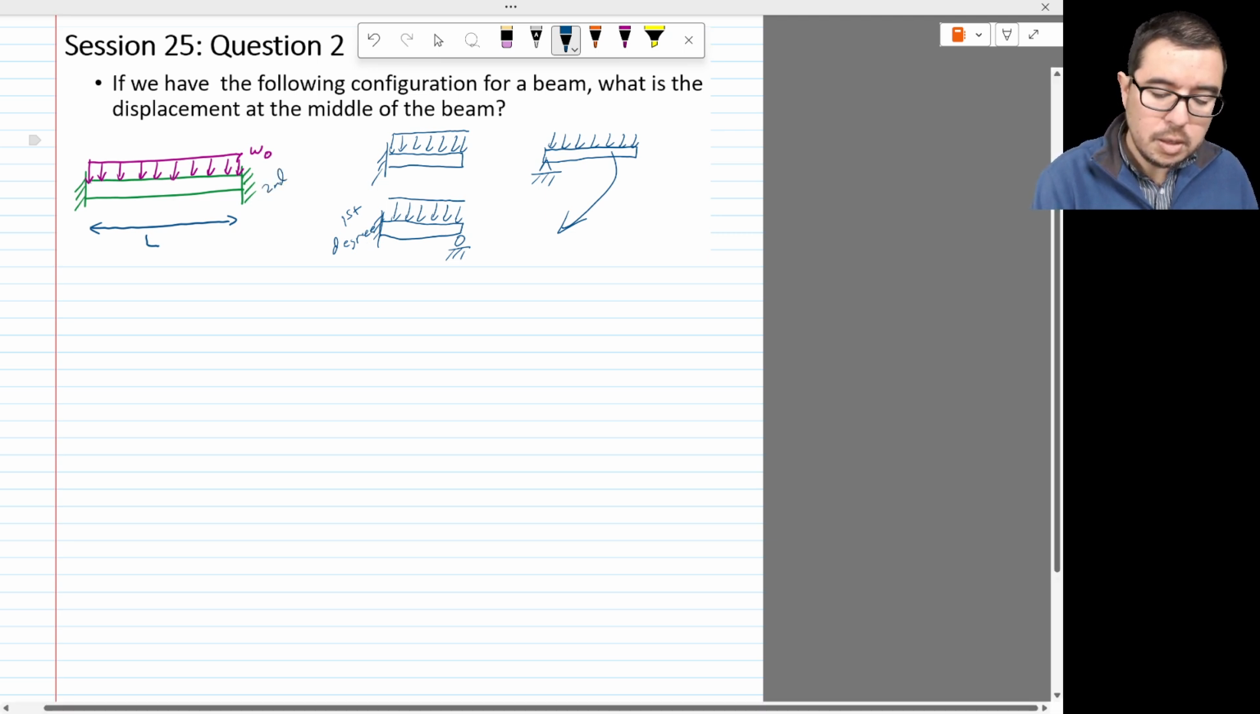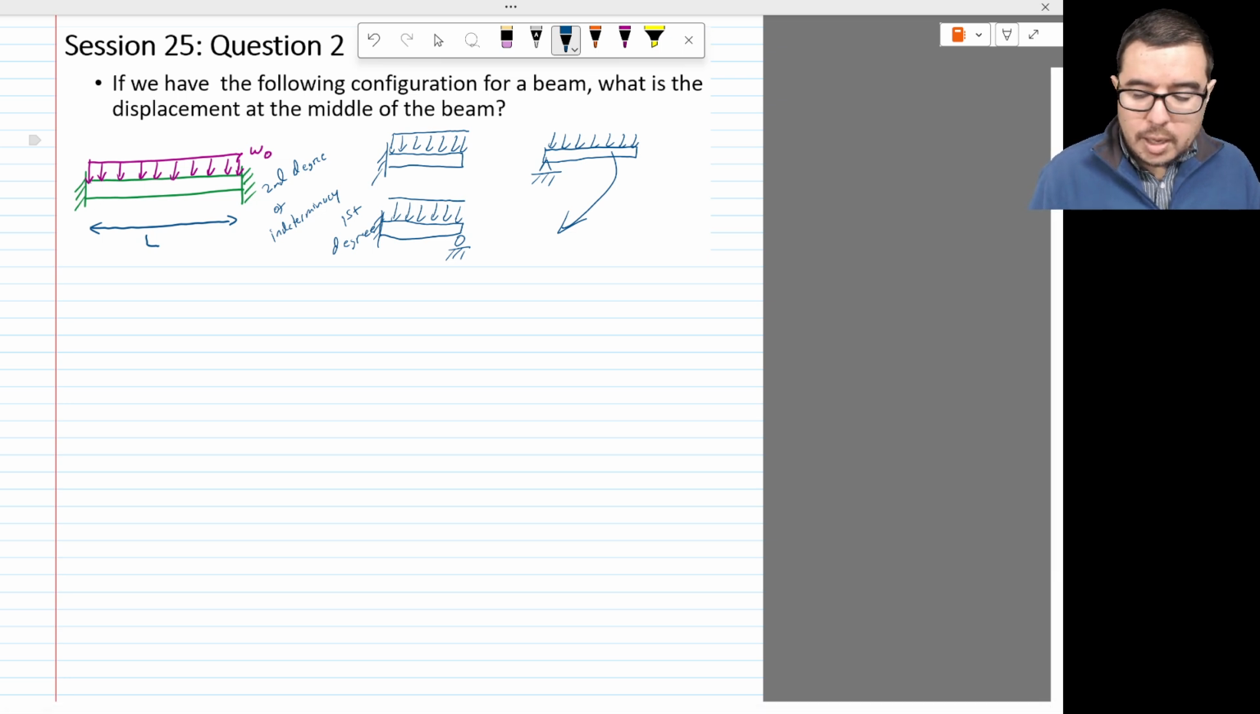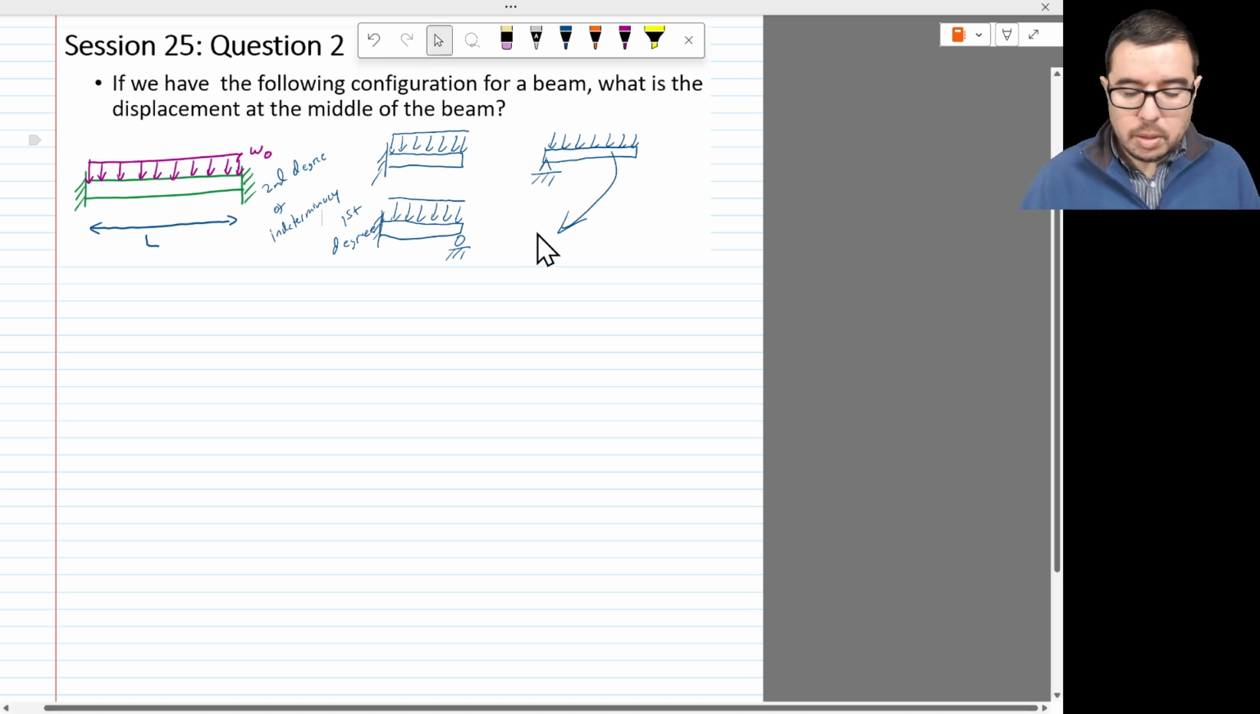and this is second degree of indeterminacy. And my handwriting diagonal like this is quite messy. Well, let's go ahead and now start approaching the problem at hand.